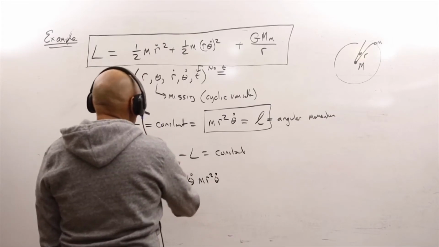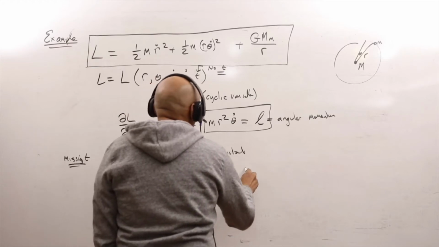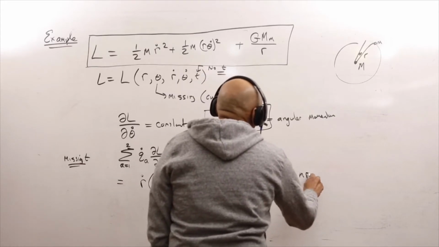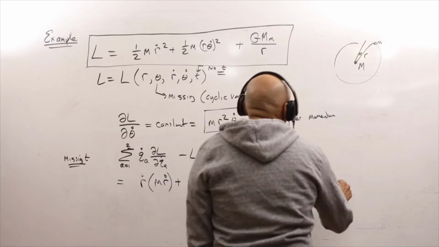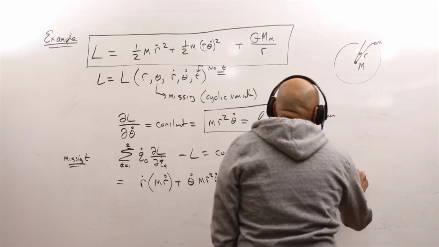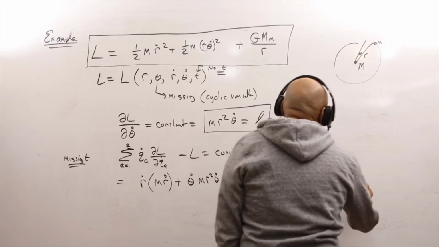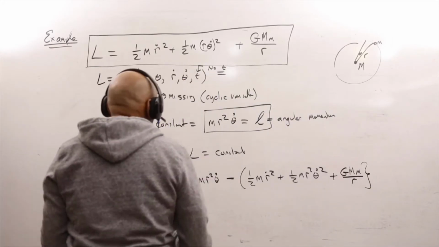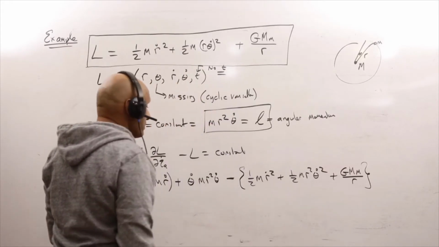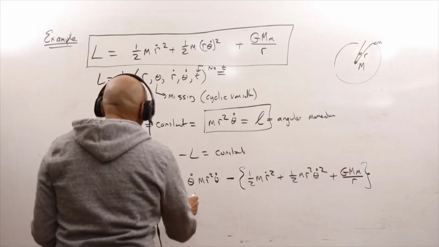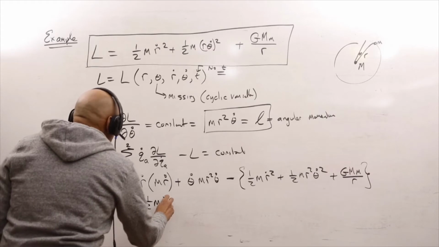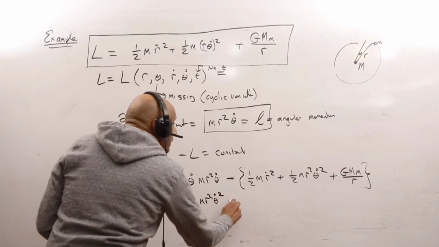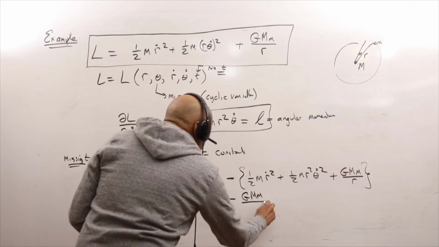And then minus 1/2 m r dot squared plus 1/2 m r squared theta dot squared, and plus G M m over r. So this is m r squared theta dot squared, and you're left with 1/2 m r dot squared plus 1/2 m r squared theta dot squared, and then there's a minus G M m over r.